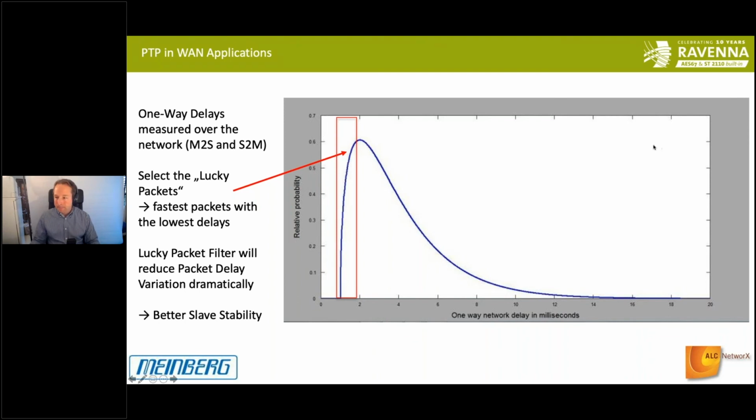And those lucky packet filters will reduce the packet delay variation dramatically, which will lead to a better slave stability.